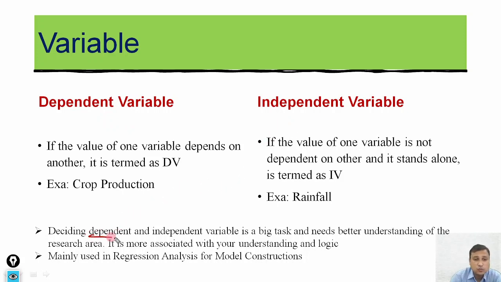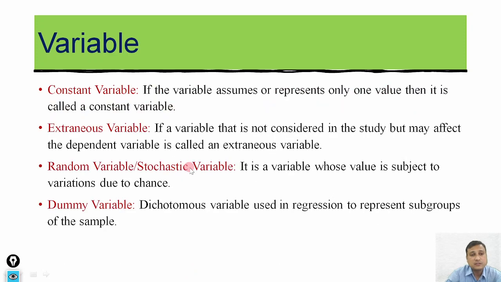See, deciding which is the dependent and which is the independent variable is actually a big task, and it needs a better understanding of our research area. It is more associated with your understanding of your subject and your own logic. Fine. So mainly these two concepts are used in regression analysis. Whenever we see the regression part in upcoming lectures, we'll again revise this part and see what exactly we mean by dependent variable and independent variable. Fine. Let me go to the next slide.